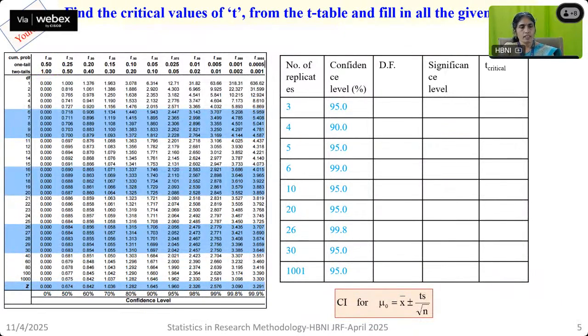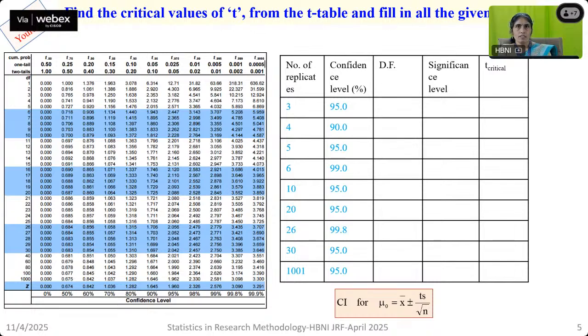Here are a few examples for you to try working out how to read the t table and get the critical values of t. It is very easy, very simple for all of us. You know the number of replicates you have in hand; degrees of freedom will be one number less than the number of replicate measurements. So if you have 3 replicates, degrees of freedom will be 2.